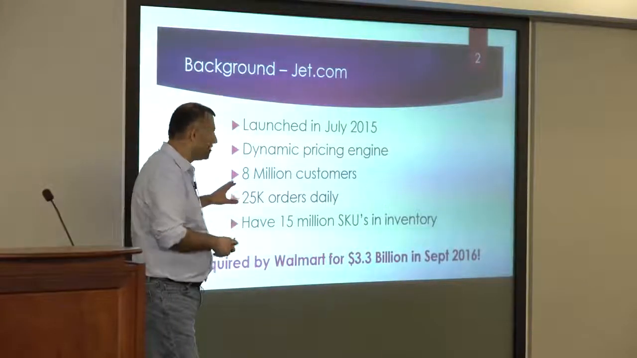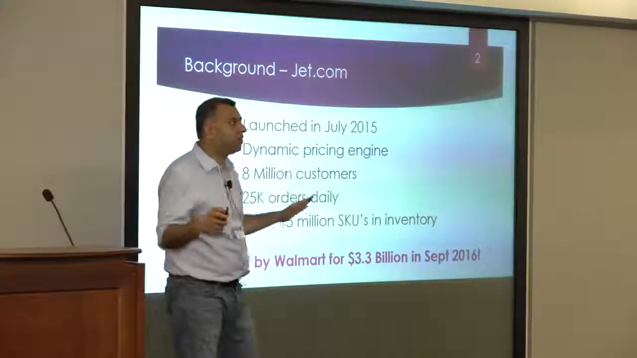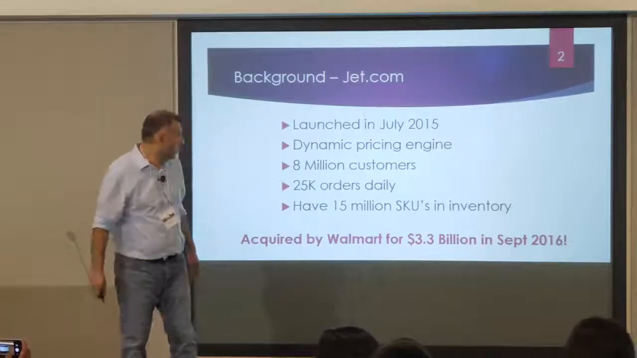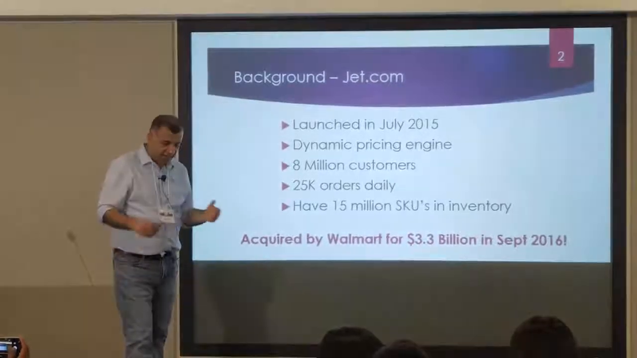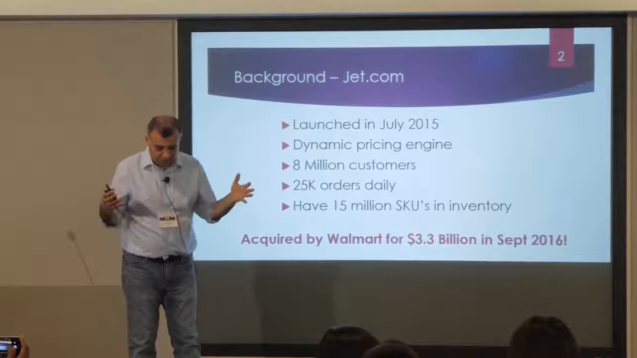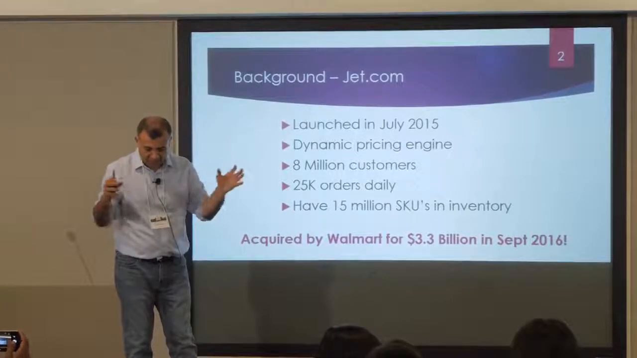The reason I have these numbers is I want to give you an idea of the scale at which we operate. The core crux of our product is a dynamic pricing engine. That is, when you shop, the system would basically look for all the ways in which it can reduce cost for you.